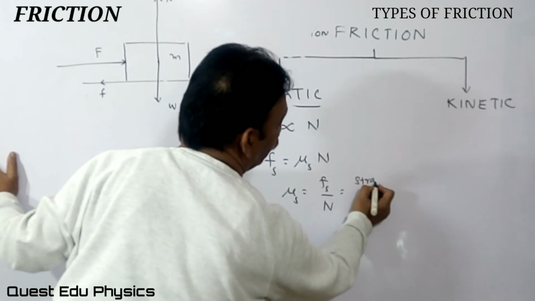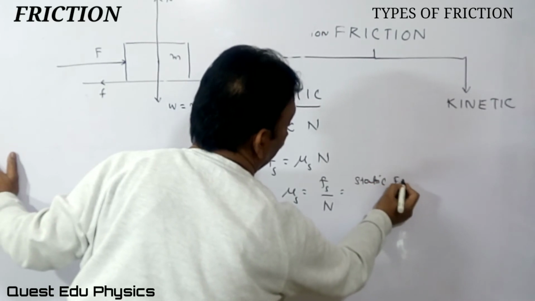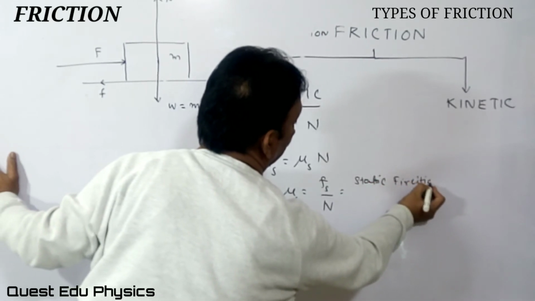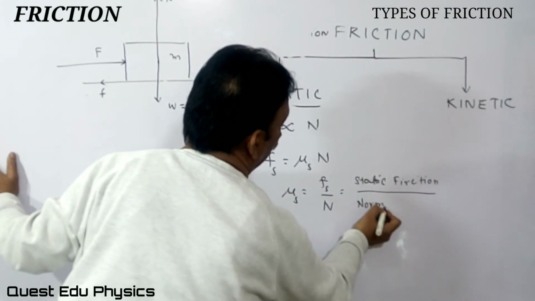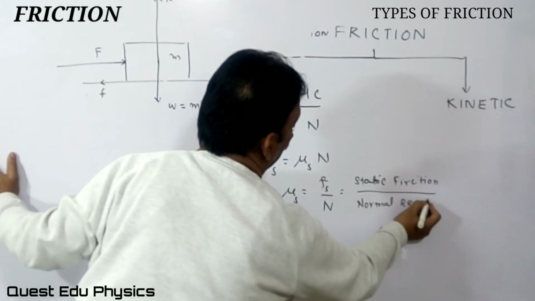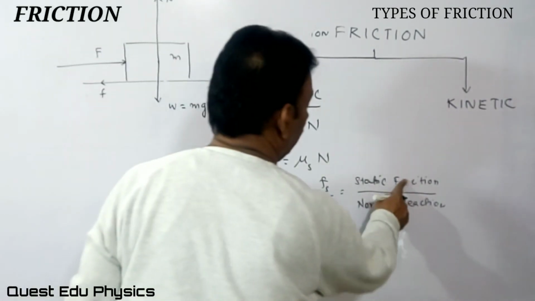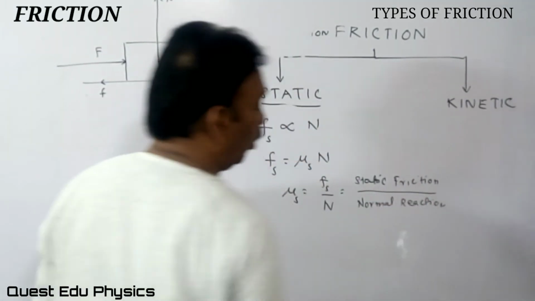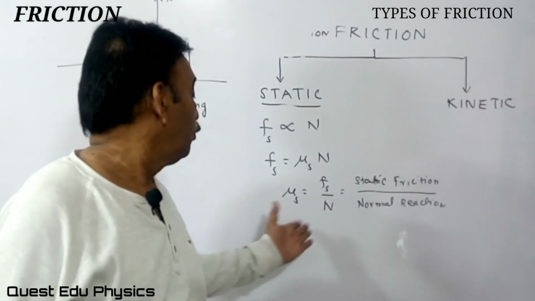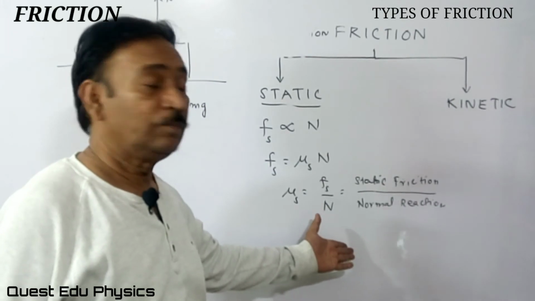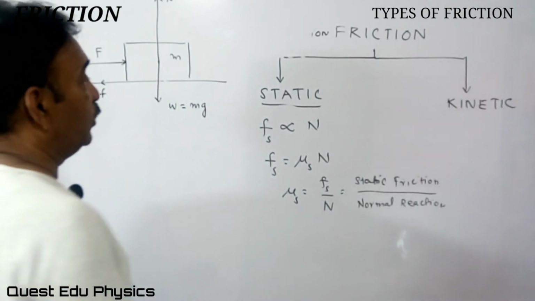Static friction upon normal reaction. These two are the forces, frictional force and the normal reaction. Frictional force and normal reaction are the two forces. That's why the ratio is a constant. So, mu s is called the quotient of friction.